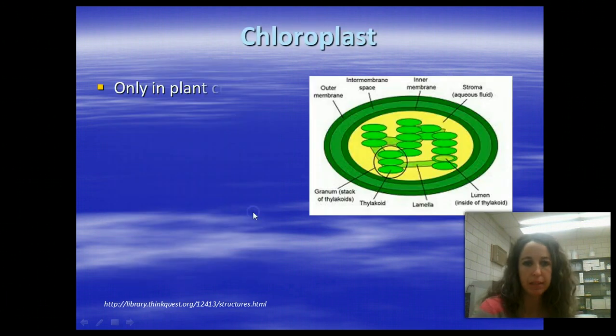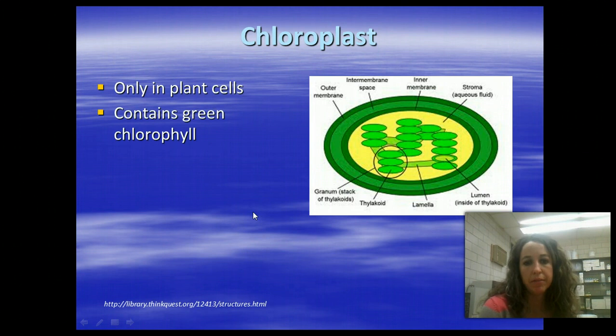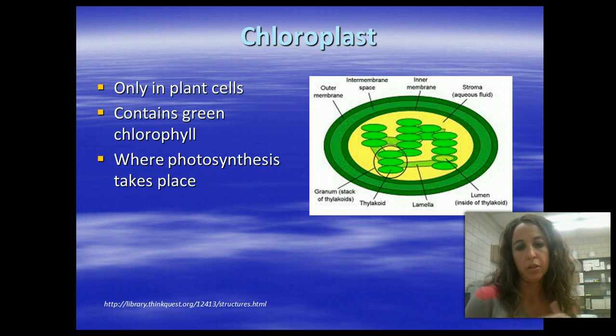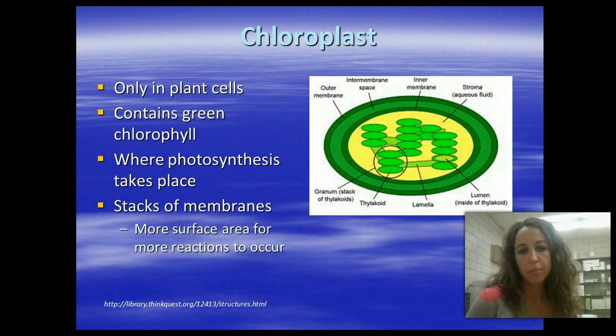Chloroplast is only found in plant cells, and it has green chlorophyll, and the function is photosynthesis. So it can make glucose. So in mitochondria, we're breaking the glucose down, and in chloroplasts, we're making the glucose. Found only in plant cells.